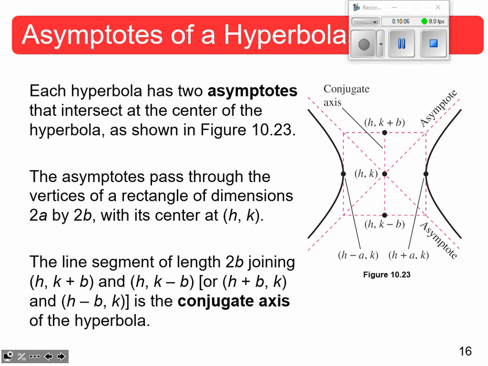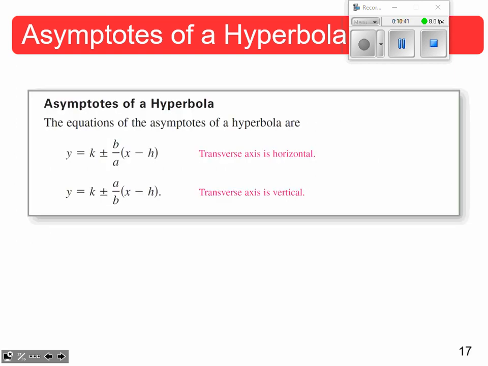Now, these here have two asymptotes, and we talked about that the other day. Now, the asymptotes are going to be these two lines that the two parabolas of the hyperbola will never cross. Each hyperbola has two asymptotes that intersect at the center of the hyperbola as shown here. The asymptotes pass through the vertices of a rectangle of dimensions 2a by 2b with its center at h, k.